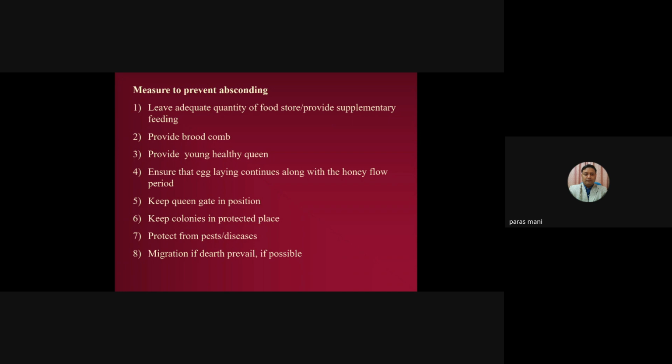Migration if dearth prevails, if possible. Migration means moving to a new location where food is available. If it is available in plenty, you can do the migration. Or else, if it is not possible, you can supplement with another food source, an artificial food source. Or else you can also feed with natural honey. It will be a little bit costlier. Or else if it is available with other boxes, other colonies, you can take that comb frame and place it in the colony where the honey source is not available.